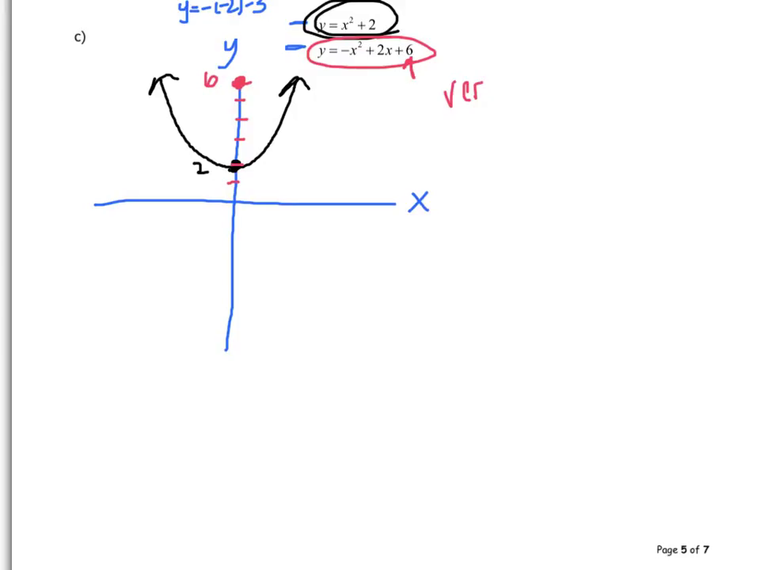Okay. Where's the vertex located? Well, the vertex is negative b over 2a. And so the x value of the vertex is negative 2 over 2 times negative 1, which is 1. So the vertex is 1, comma, well, plug 1 into the formula. And let's see, that's minus 1, plus 2, plus 6, 7. So there's a vertex at 1, comma 7. Okay, so let's see, what is this going to look like? Well, it's going to look something like that.